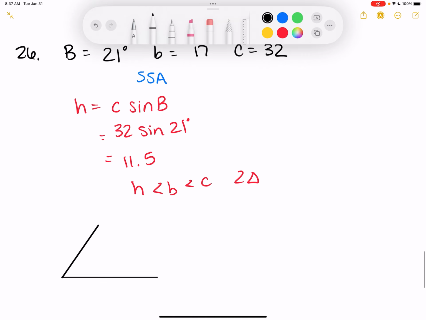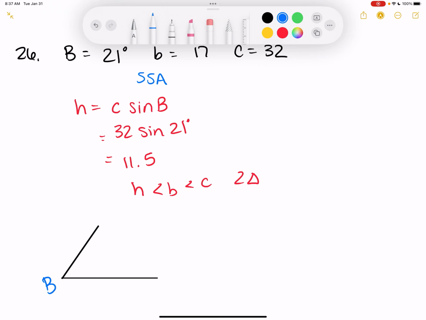We were given, this is going to be angle B, was 21 degrees. Side C is 32. And then side B, it's kind of imaginary, but we're going to say it's going to hit once over here, and then it's going to hit again somewhere down here. Not a right triangle. Let's try to make it not look like one. Okay, something like that. And again, we don't know exactly. We're just going off of what we kind of think it looks like.